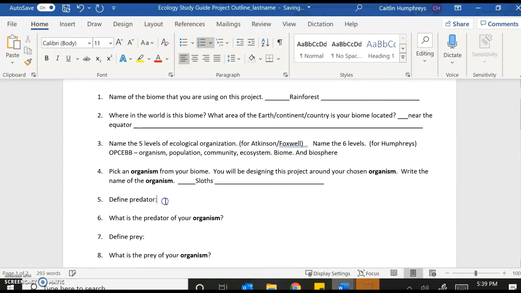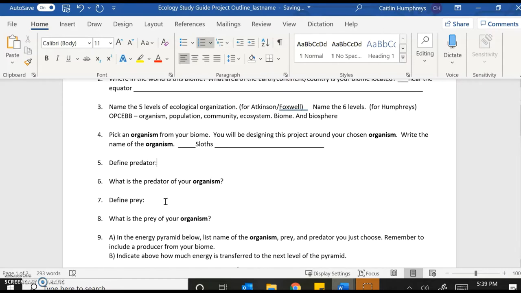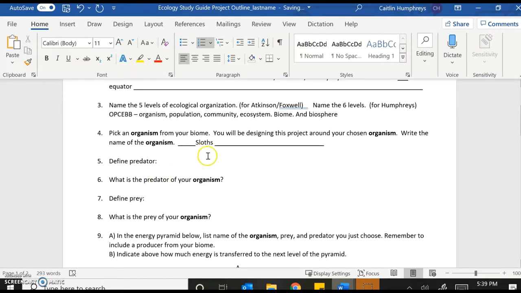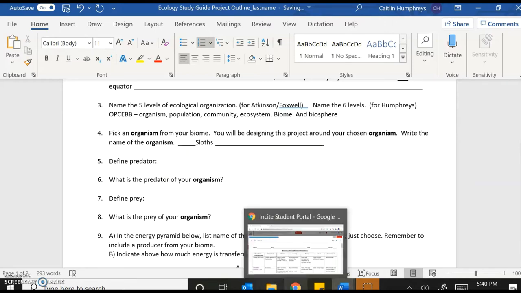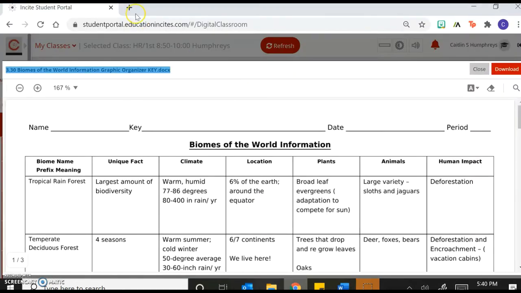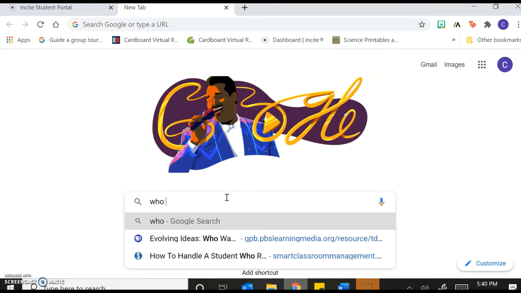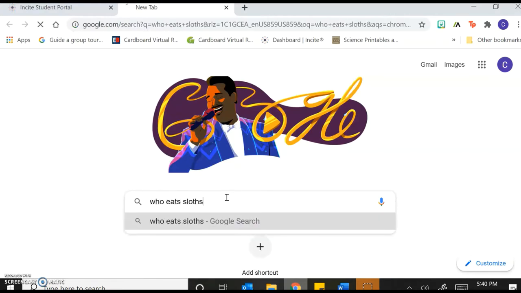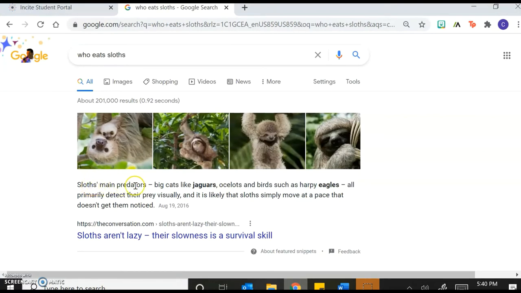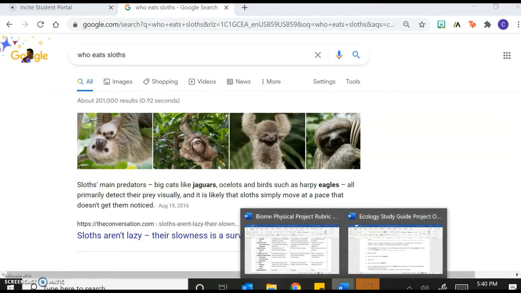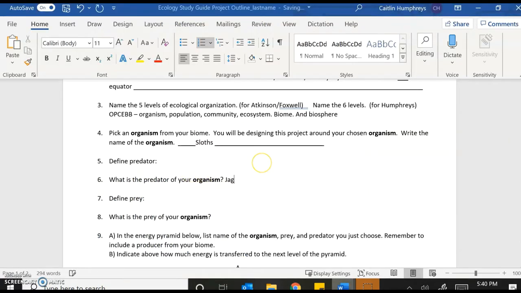Now it says define predator. We know the definition of predator in our review is an animal that eats other animals, so I'm not going to write that down. And then we look for the predator of the sloth. Now this is where things get complicated, ladies and gentlemen. It's called Google. So this is a site called Google. It's free. You just hit Google. And in the Google bar, I'm going to ask, who eats sloths? Sloth's main predator is a jaguar. Perfect. Done. That was it. Jaguar.